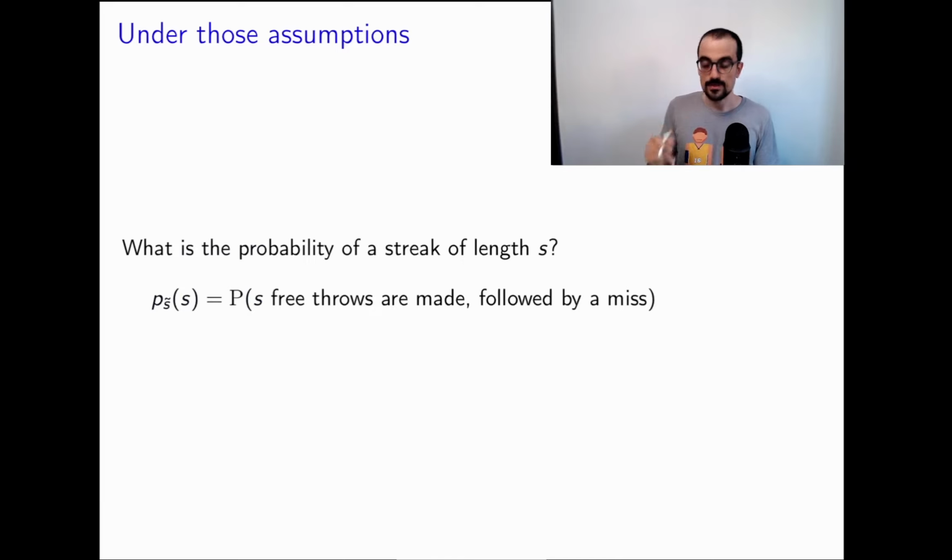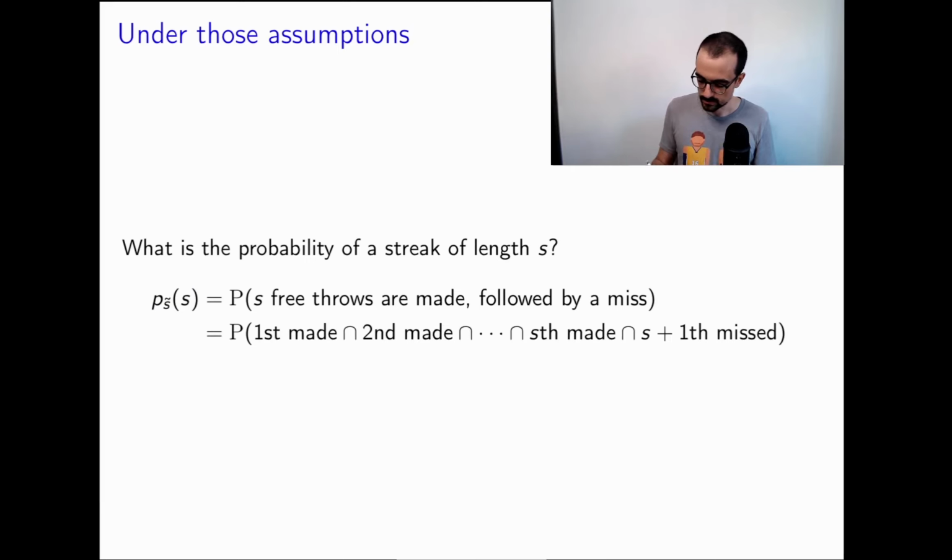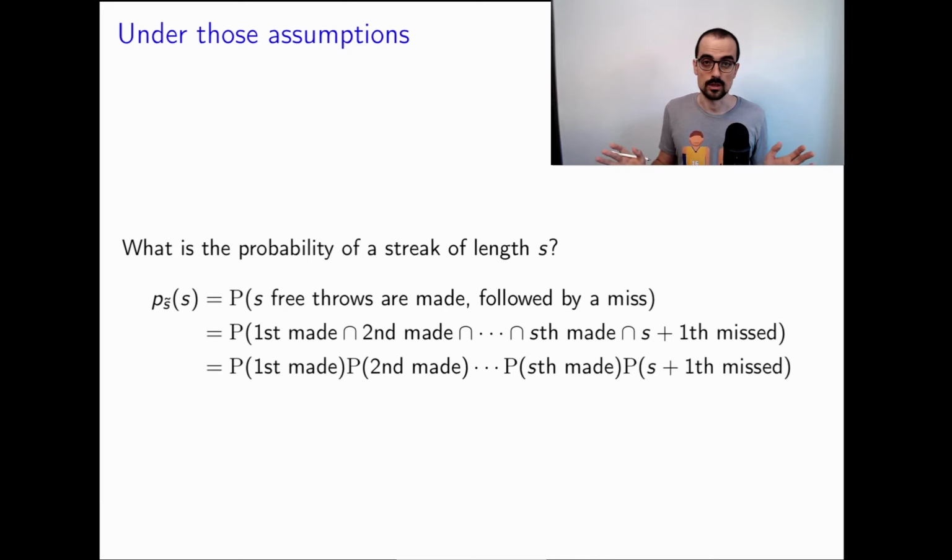Okay, so under these assumptions, what is the probability of a streak of length S? What has to happen to get a streak of length S? He has to make S free throws and then miss 1. Okay, so make 1, make 2, up to S, and then miss another one. Here we have an intersection of events. We are assuming independence. Boom, this factorizes into the product.